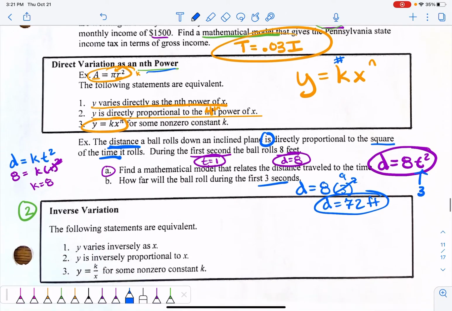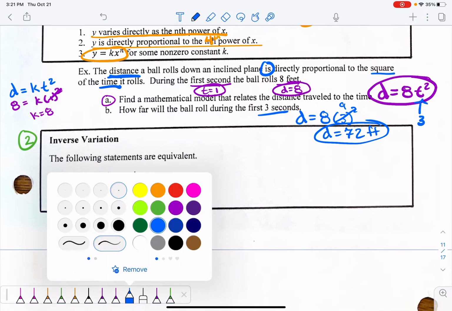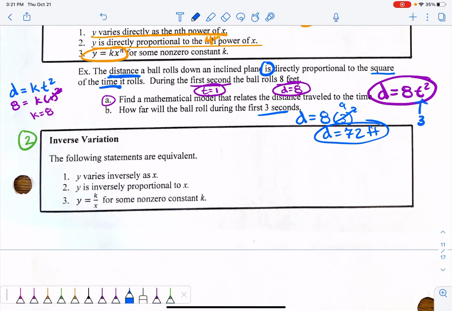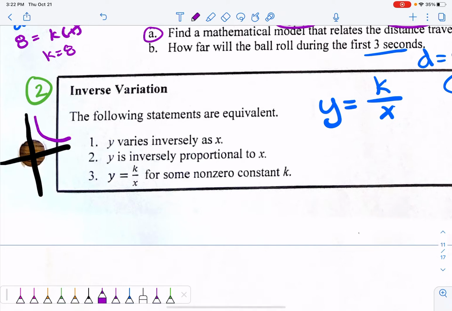Okay, now if we move down here to inverse variation, an inverse function, the main equation for that is y equals k over x. Okay, so like maybe y equals 1 over x, or y equals 7 over x, or something like that, right? And for inverse variation, the graph will be those boomerangy things, right? Because 1 over x is this thing right here.